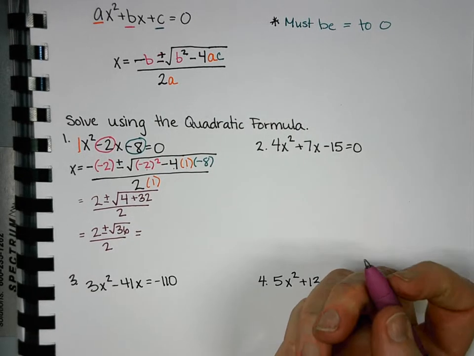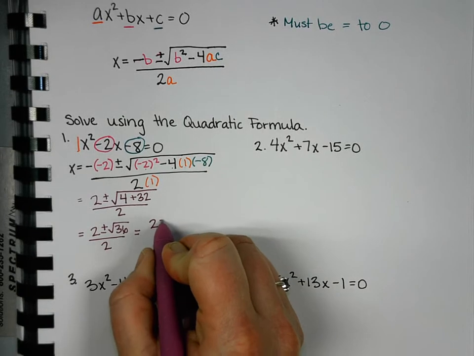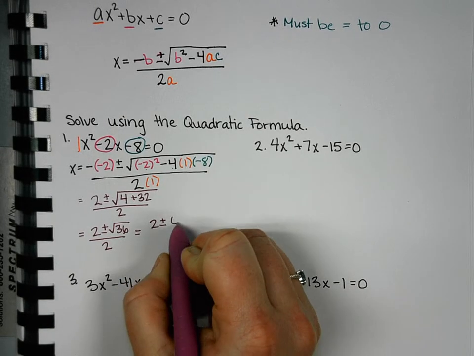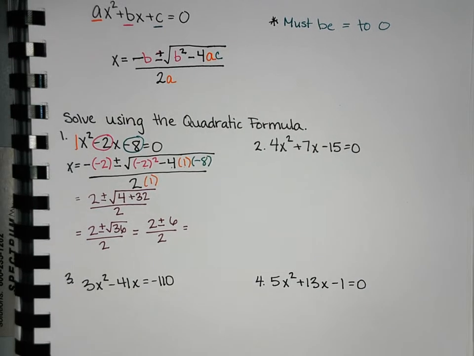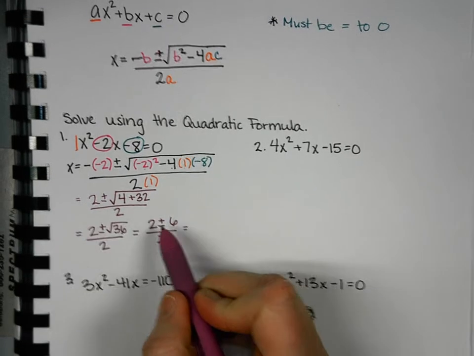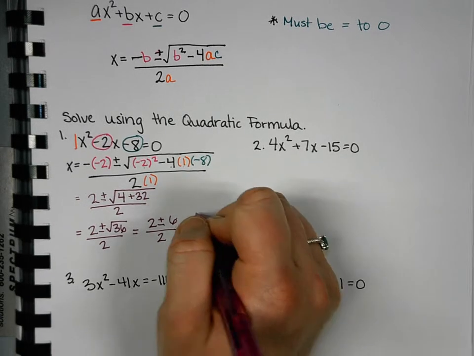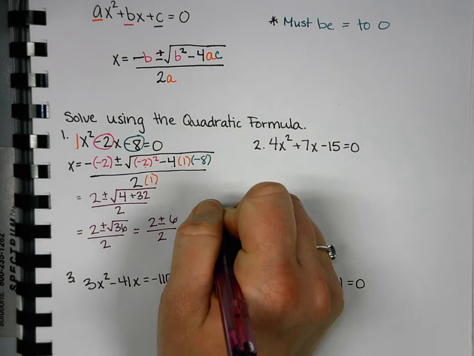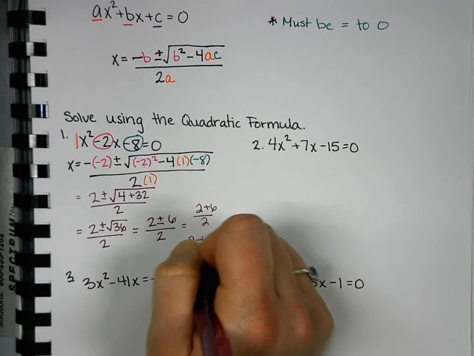Can we take the square root of 36? Yeah, so 2 plus or minus 6 over 2. Now we can actually simplify this further because our radicals are all gone. So just like before, how we would do 2 plus 6 and 2 minus 6, we got to separate it. So we're going to have 2 plus 6 over 2 and 2 minus 6 over 2.